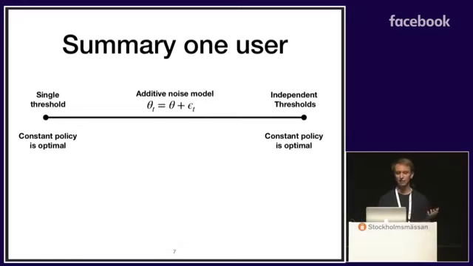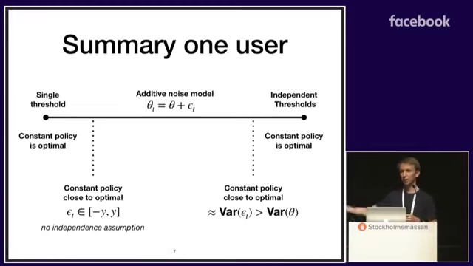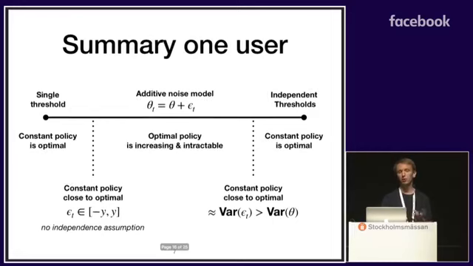So we analyze this model where there's a constant part and an independent part that changes across time. What we can show is that if we're pretty close to the single threshold model, then a constant policy is approximately optimal. Note that here the errors do not need any independence assumption. They just need to be bounded between minus y and y. On the other hand, if it's very close to the independent threshold model, then the constant policy is also approximately optimal. In between, we know that the optimal policy is increasing, but also intractable.